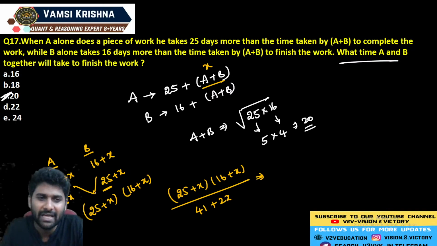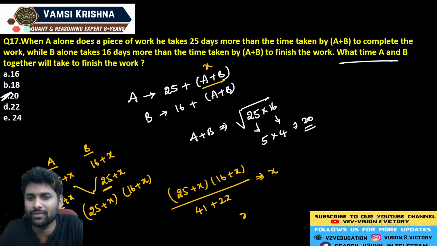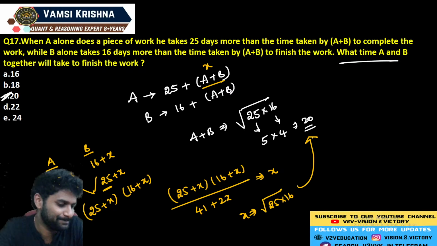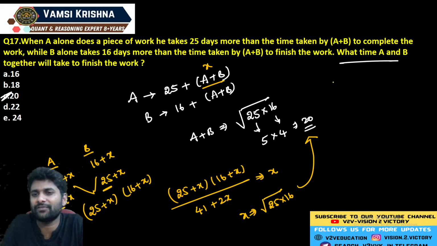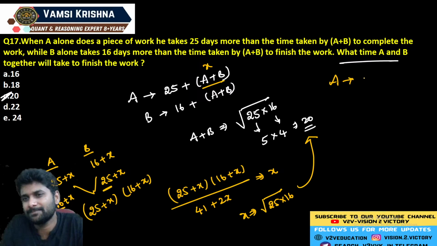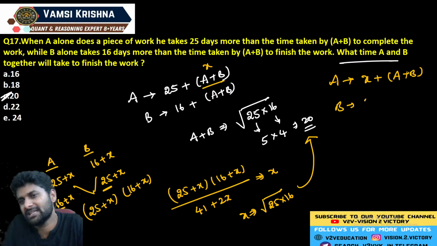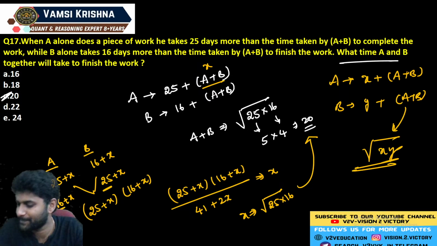Now you already know that if A and B complete the same work in x days, just cross multiply them, then you will get the value of x. So here the x value should be the multiplication of 25 and 16. Here again you will get 20. It takes too much time. That's why make it short. If you understand the concept, if any question says A takes X days more than A and B together, B takes Y days more than A and B together, then the days A and B take together is the value of the square root of XY.